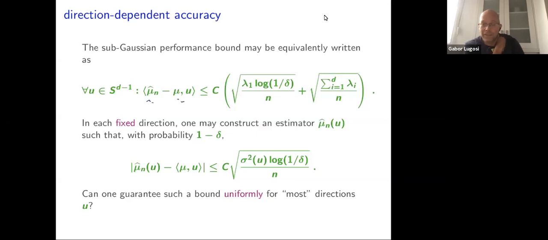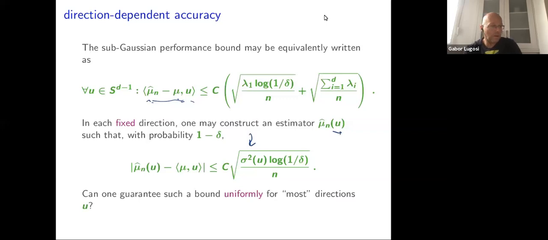Okay, so equivalently, we can say that the fact that the norm of the difference is bounded by something just means that the inner product of the difference with any unit vector is smaller than that. Okay. Now the question is, what happens if we want to be optimal in each direction, right? Because if I fix a direction u, then in that fixed direction the right amount is the variance in that direction, right? Sigma squared of u, which is the variance of the inner product of x and u, and of course lambda one is just the worst case of those sigma squareds.